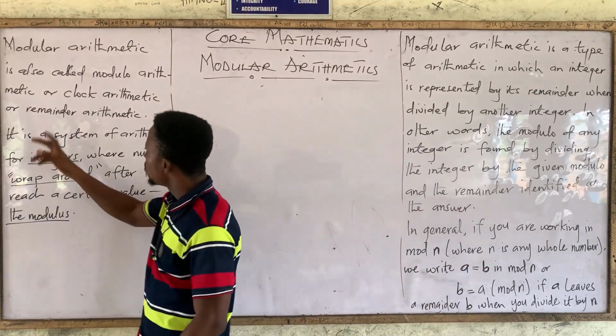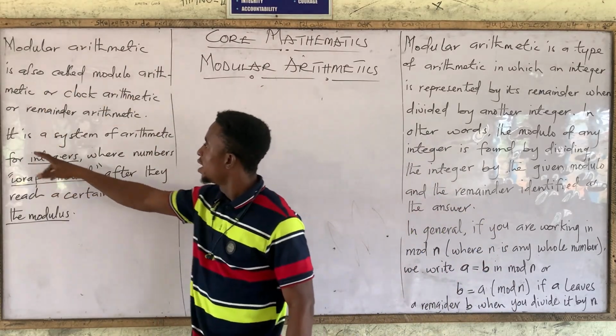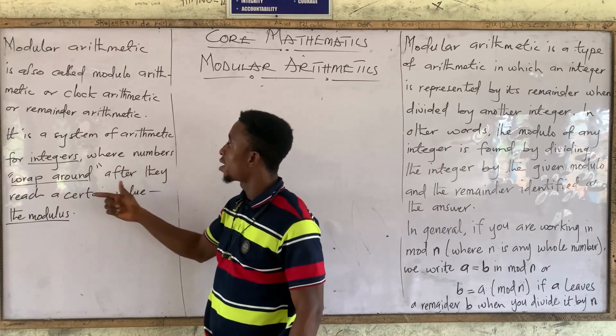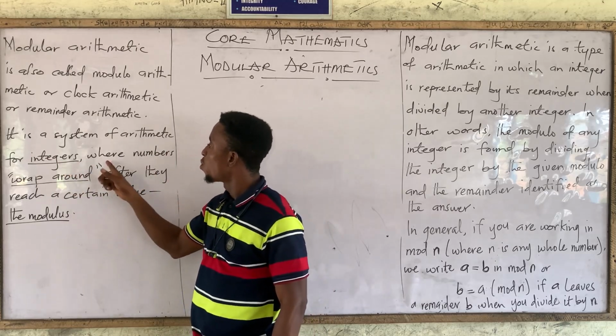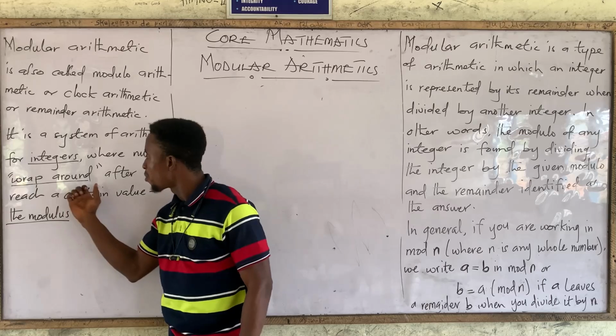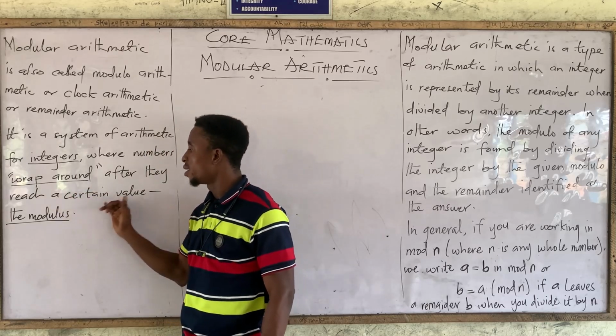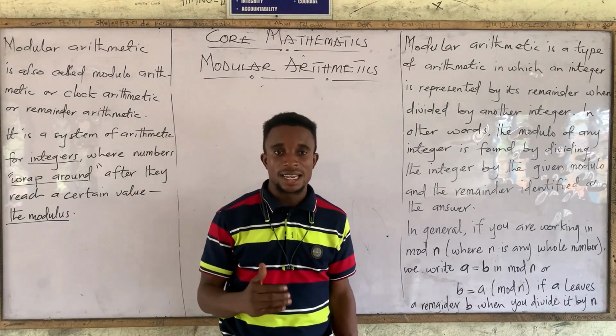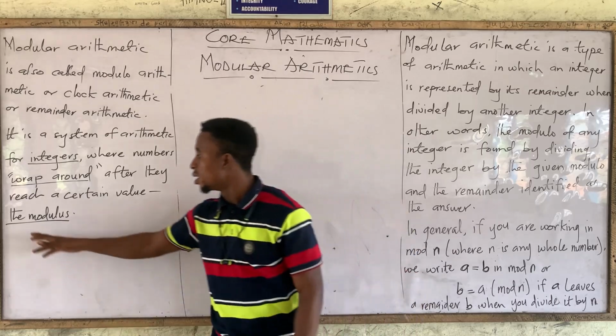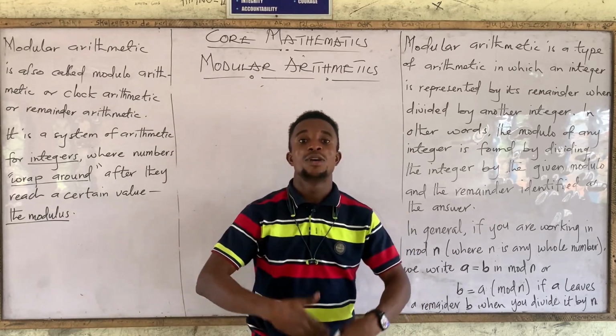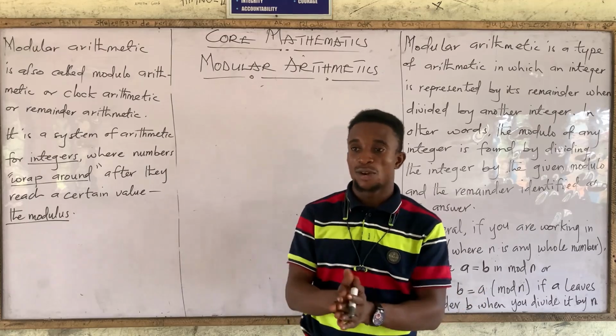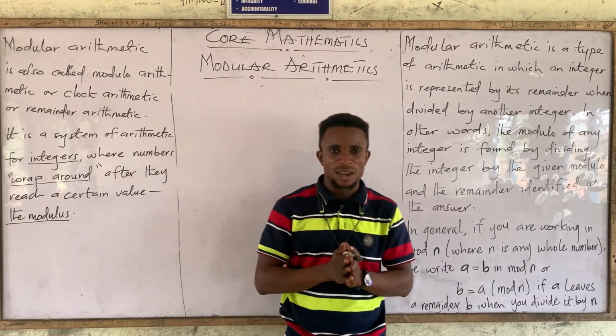So when we say modular arithmetic, it is a system of arithmetic for integers where numbers wrap around after they reach a certain value. Please, are we getting that? And the value they reach is the modulus or the modular or the mode or the modulo. You can call it any of this. Please, are we getting that?